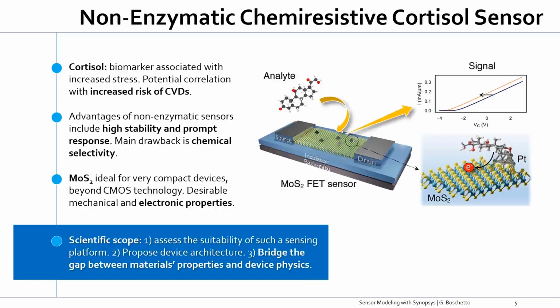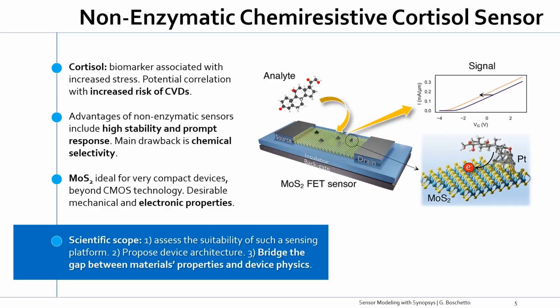Here we focus on cortisol, but why do we focus on cortisol? Because it is an important biomarker which is associated with stress and with a possible correlation with an increased risk of cardiovascular disease. And this sensor is non-enzymatic, which means that it does not rely on the presence of proteins or enzymes to detect the analyte. Instead, we use MoS2, which is decorated with platinum nanoclusters of different sizes.